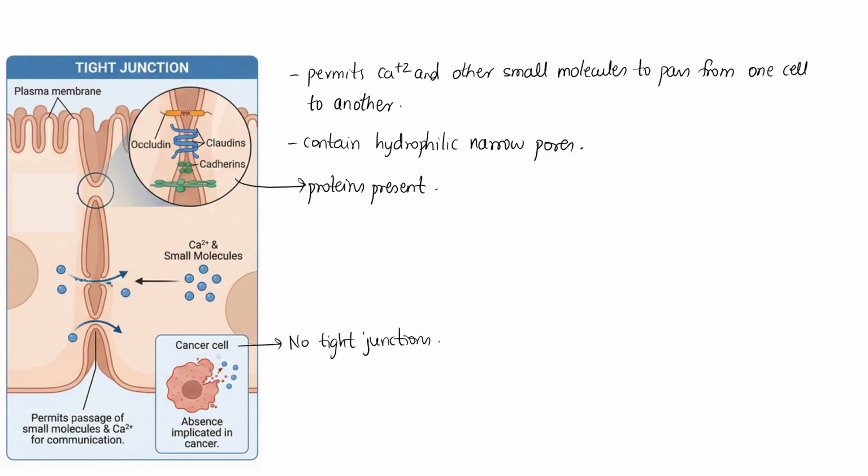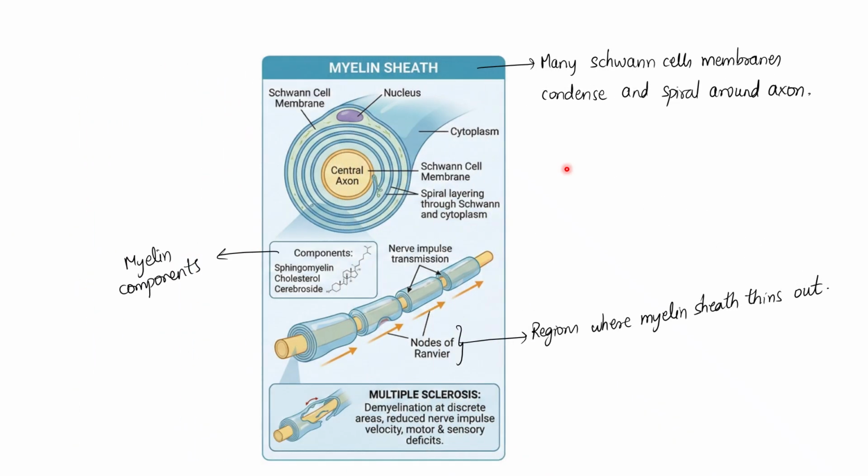Then coming to the second modification, that is the myelin sheath. How is the myelin sheath formed? There are Schwann cells in the nervous system. The Schwann cells contain Schwann cell membranes. All these membranes condense together and spiral around the axon, forming the myelin sheath. The components of the myelin are sphingomyelin, cholesterol, and cerebroside. So those are the components of myelin.